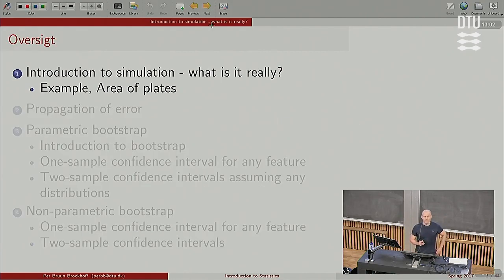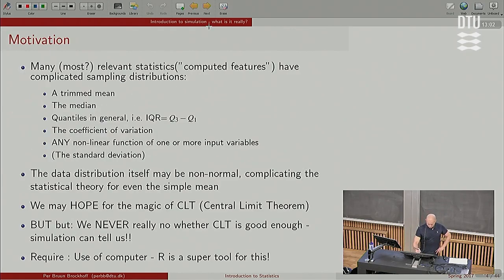What is simulation really? Well, it's a little guy inside the computer who throws the dice for us, right? And tells us some random numbers. Well, why should we think about this in our statistics class? That we can have the computer do random experiments for us.